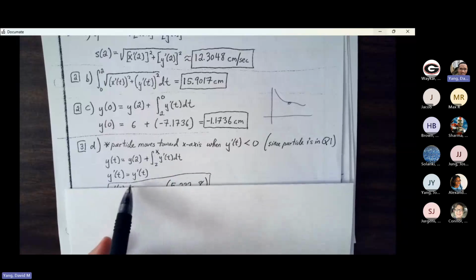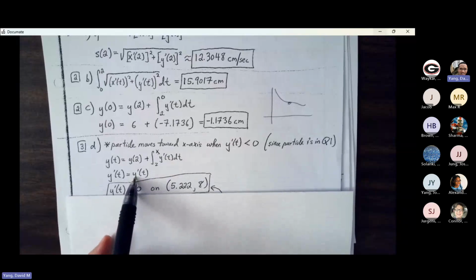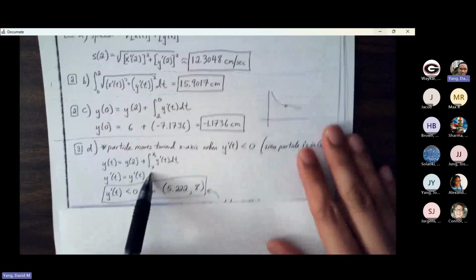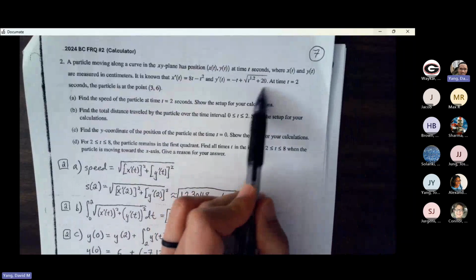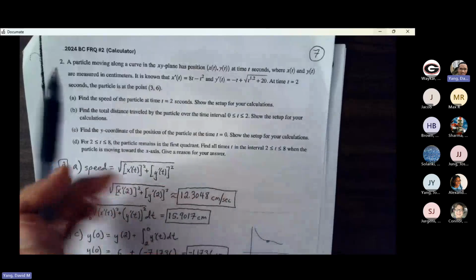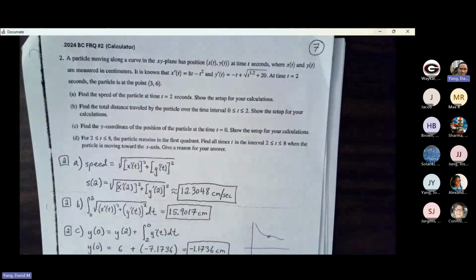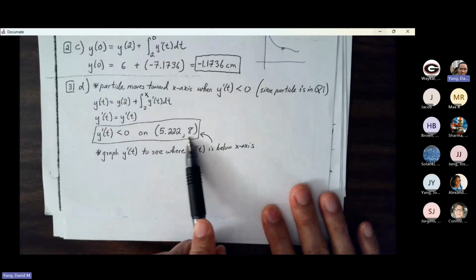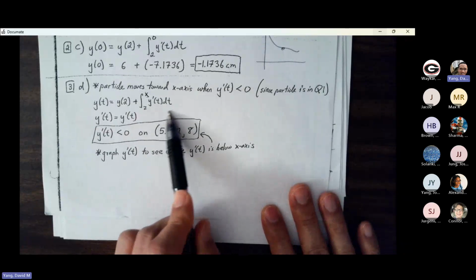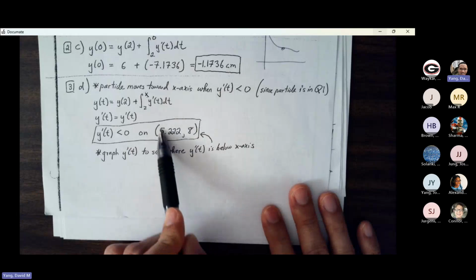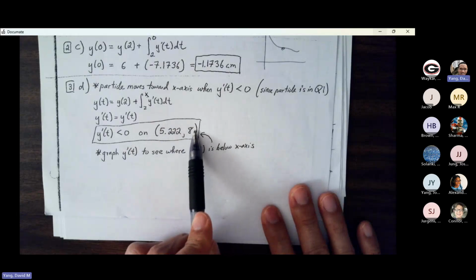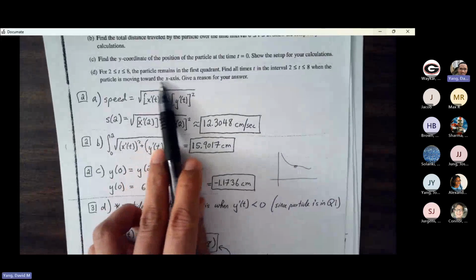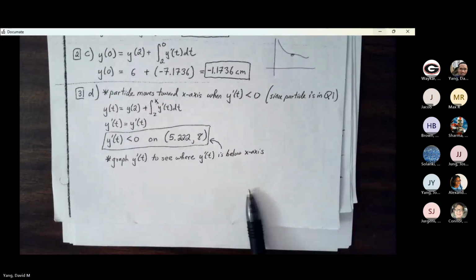and then the derivative of this is simply just y prime. Actually, I don't have to go through any of this step. It's already given us y prime here. I can just plug y prime into the calculator and see that y prime is clearly below the x-axis between 5.222 and 8. And this is going to be where the particle is going to be moving towards the x-axis.